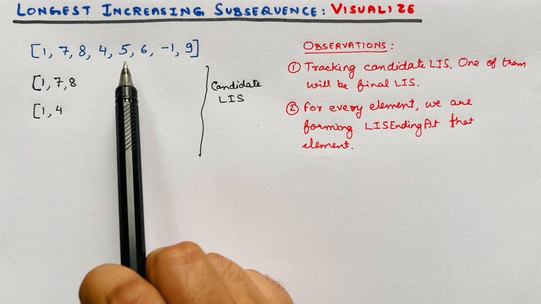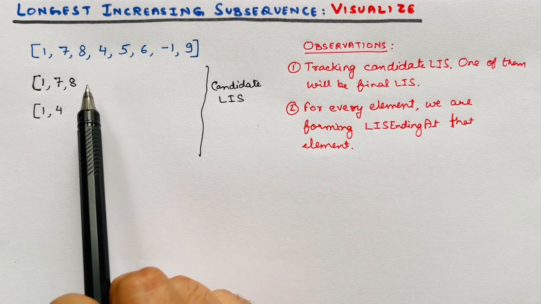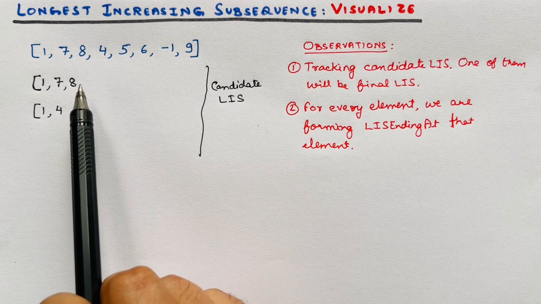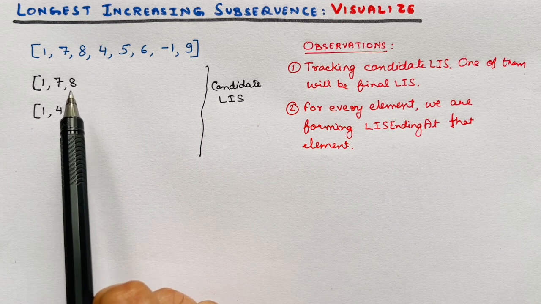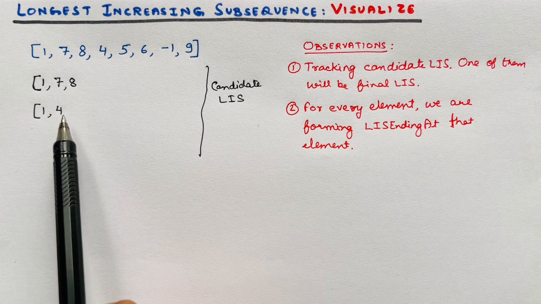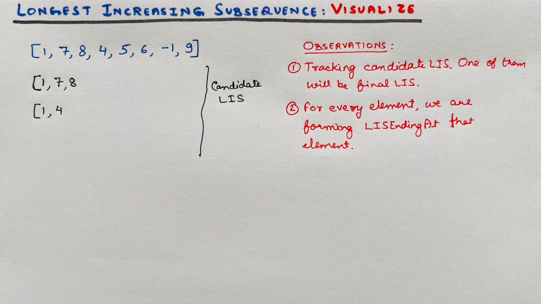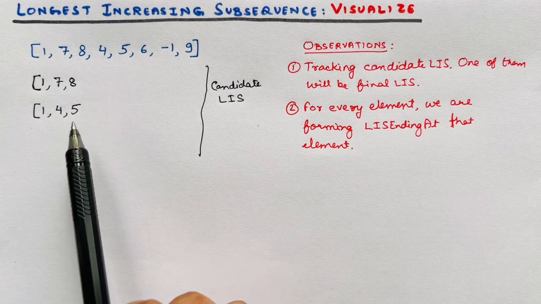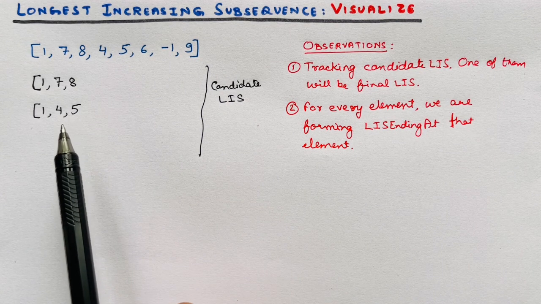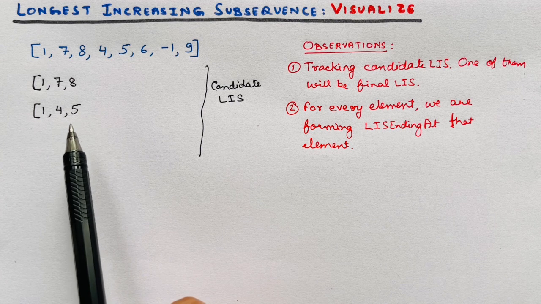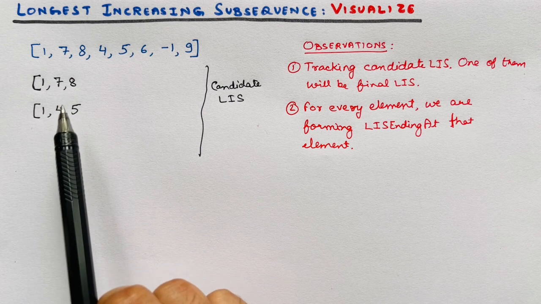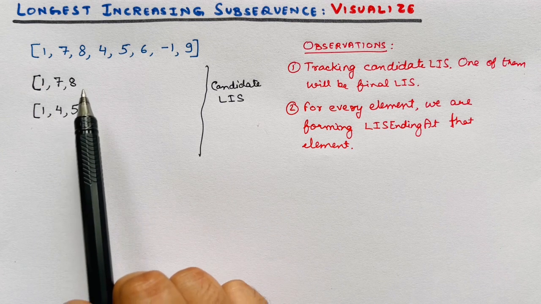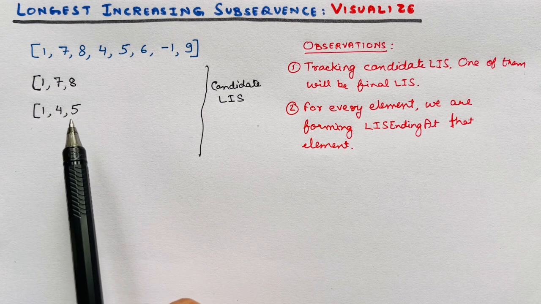So the next element will be 5. Now 5 cannot be part of this subsequence. Why? Because then it won't be an increasing subsequence. But it can be part of this subsequence as 1, 4, 5. Therefore, LIS ending at 5 is 1, 4, 5 and its length is 3. Now what do we have? We have two candidate LIS. Both have length 3. One ends at 8 and one ends at 5.